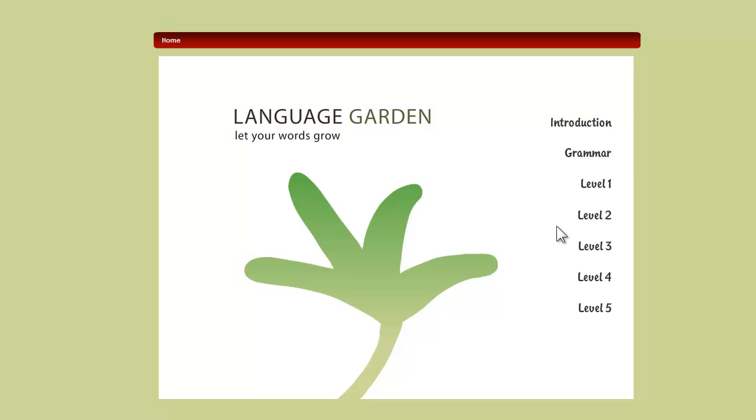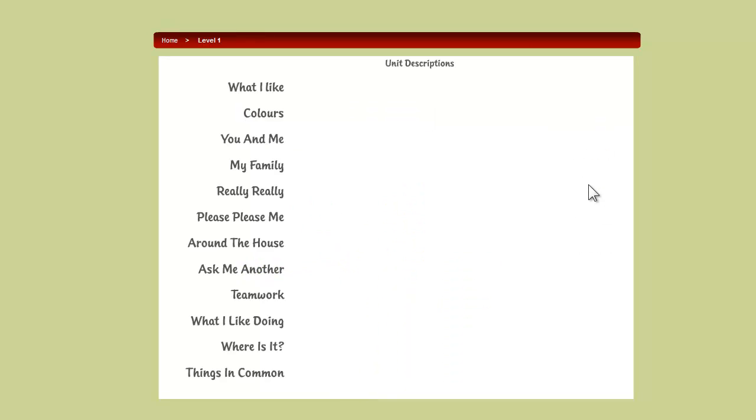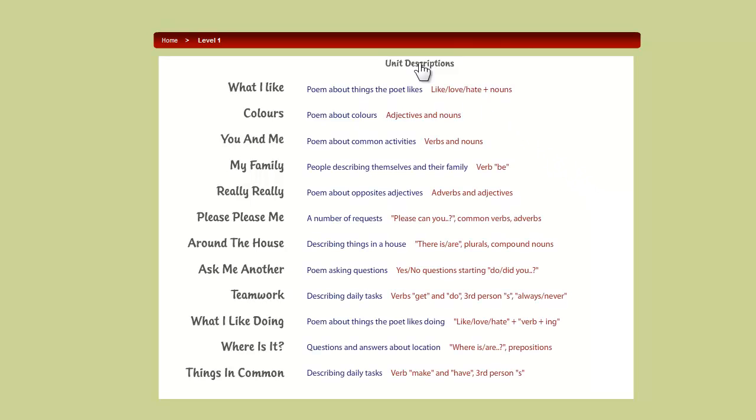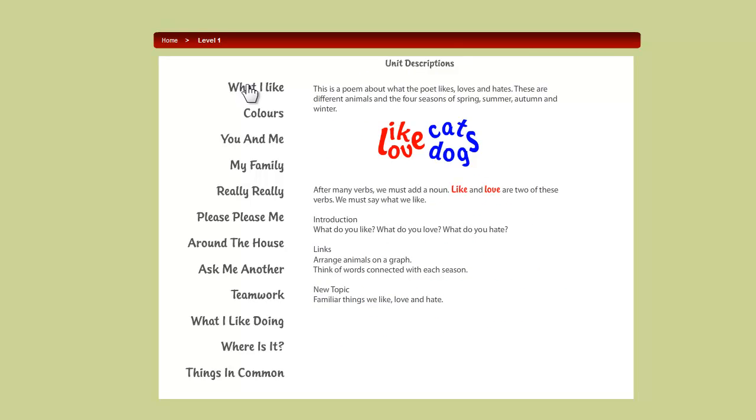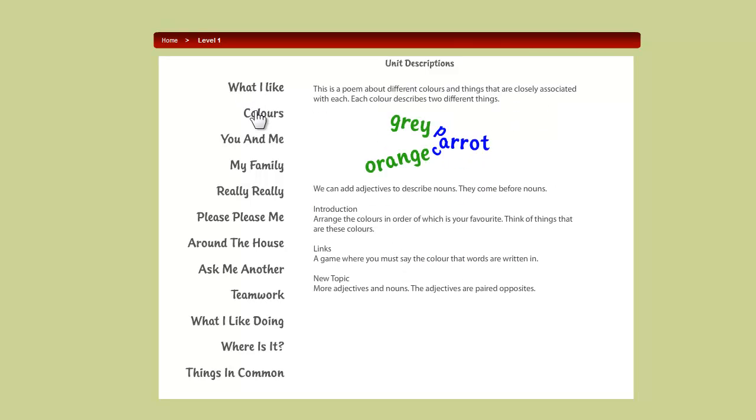Let's look at level 1. In each level, there are 12 units, so in total there are 60 units. If I put my cursor over unit descriptions, we can read the topic of each unit and see the grammatical structure. If I put my cursor over the title, we can see what the unit is about in more detail. We can see that with colours, we are looking at adjectives and nouns.